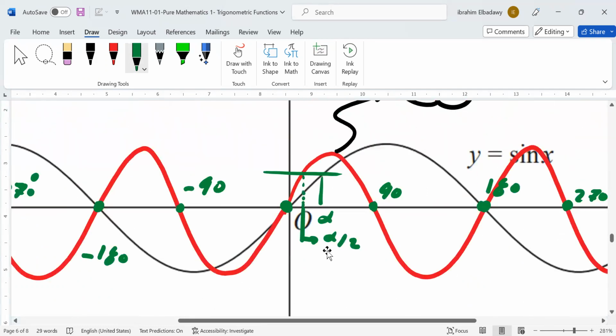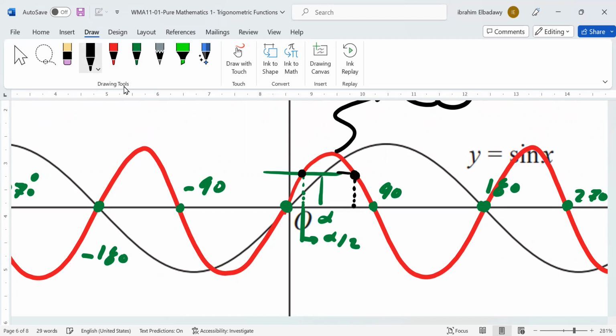But actually, he needs the solution from where to where? He needs the solution from 0 to 180 for the red color. Actually, you have another one at this point here. You have 2 points, this point and this point. So what about this one? This one is equivalent to this one. This one is equal to 180 minus alpha, right?